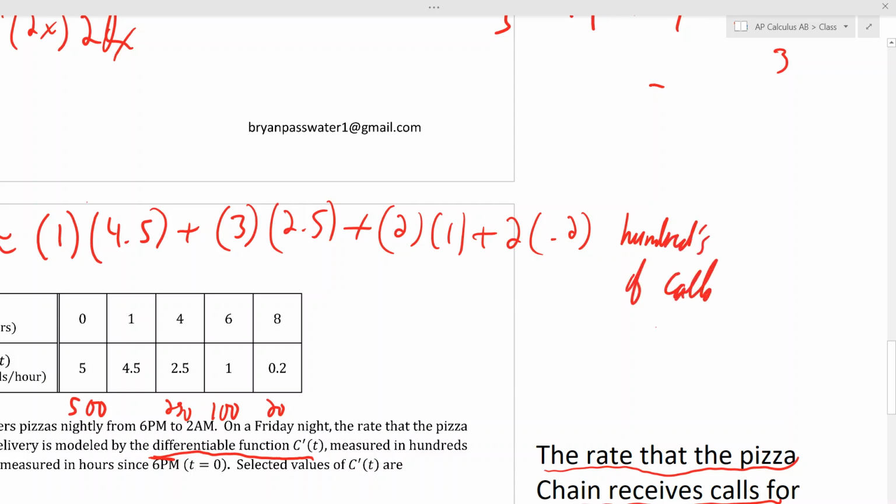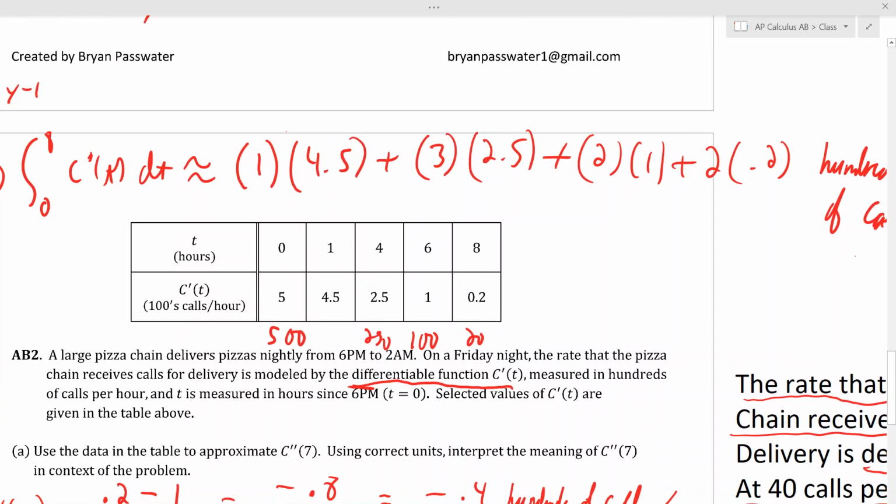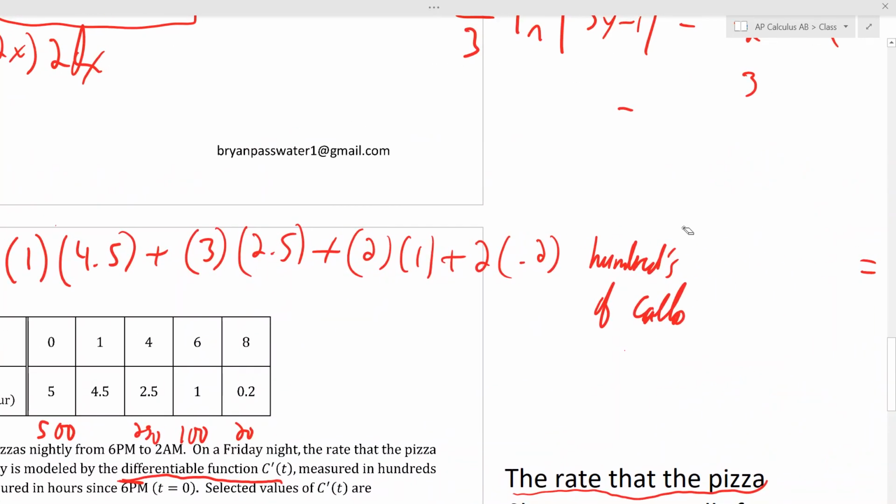Does hundreds have an apostrophe on it? I don't know. I keep putting it on there. Right? No. I don't know why. Why do I put that on there? Whatever. Hundreds of calls. That looks awful. Okay.